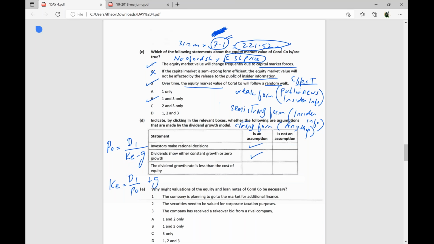Growth rate is less than K. See, the growth rate G has to be less than K. Otherwise, the answer of denominator will come negative. K is 10%. G has to be less than that, say 5%. Because if that is the case, then only the answer will come positive, else the answer will become negative. So growth rate has to be less than cost of equity. This is also an assumption. All three are answers. Investors make rational decisions, that's written. Either show a constant growth or zero growth. Growth rate is less than K.